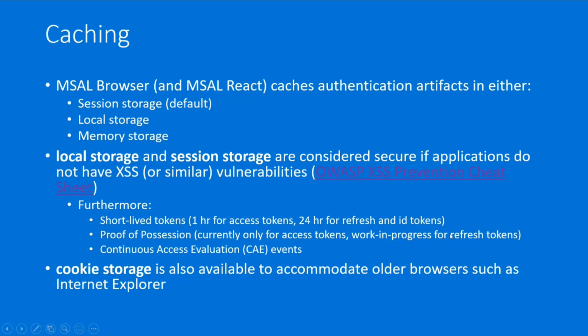And there is some work in progress for bringing this feature to refresh tokens as well. And then you also have continuous access evaluation events, which can invalidate your access token at any point in time by the resource server, such as Microsoft Graph. So if you need to support an older browser that doesn't have support for web storage API, the cookie storage option is also available. And you can use this to support older browsers like Internet Explorer, if you still have the support for that.